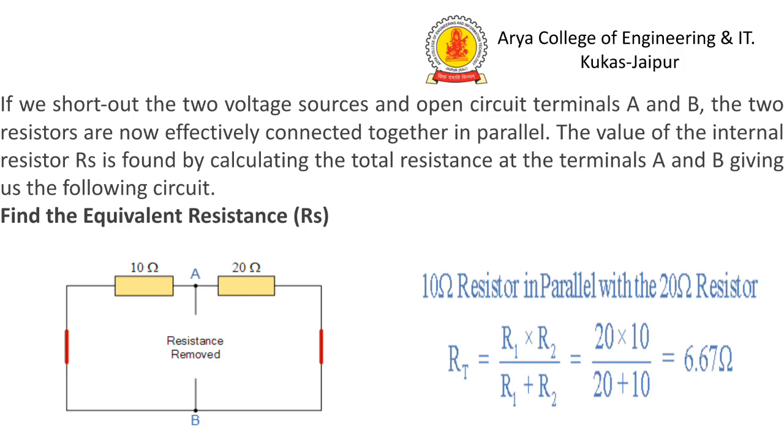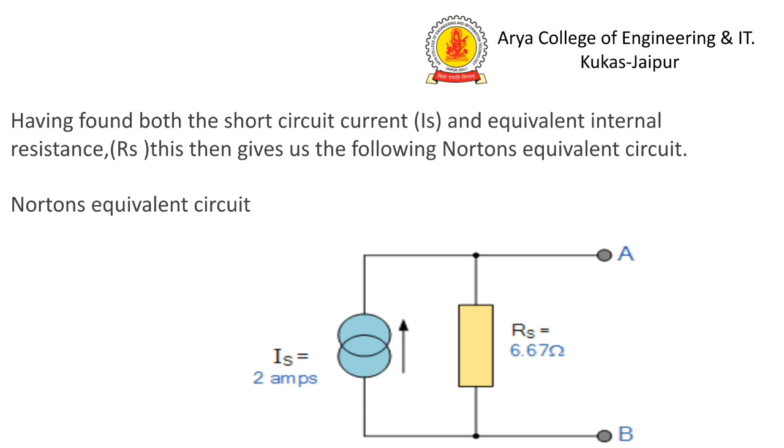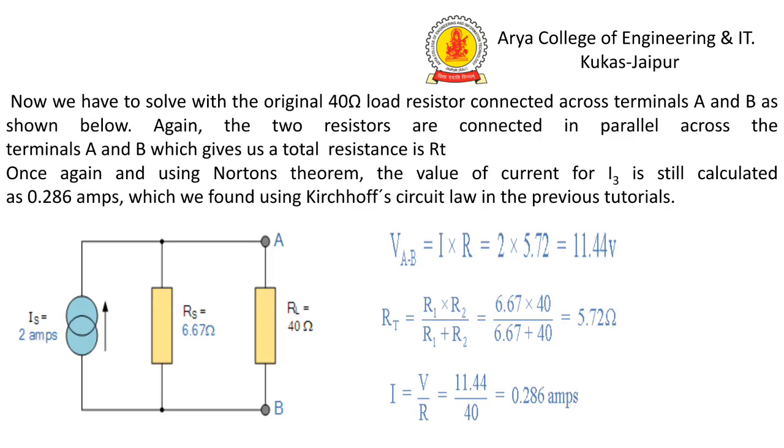Take the load as an open circuit and remove all energy sources. Then the parallel equivalent resistance Rt equals R1 times R2 upon R2 plus R3, that is 6.67. Now we have the Norton equivalent circuit with Is and Rs. Now connecting the load resistance in the circuit, we get the value of the current.